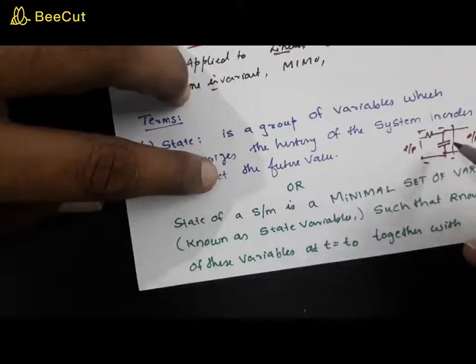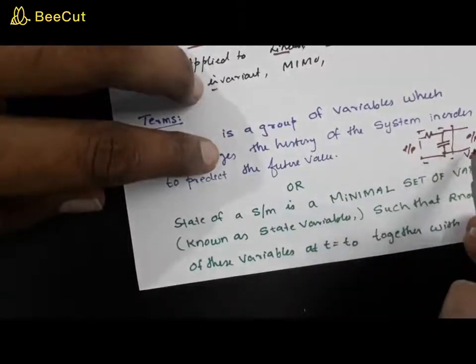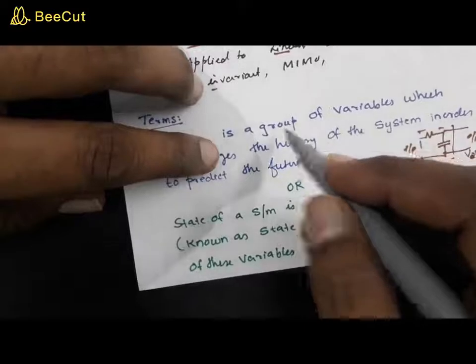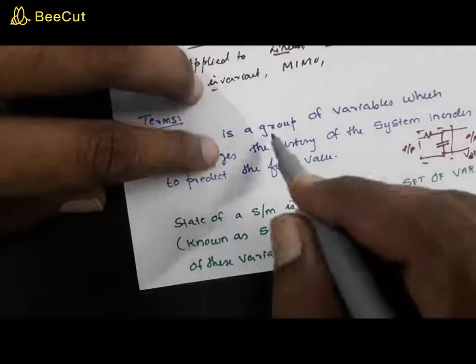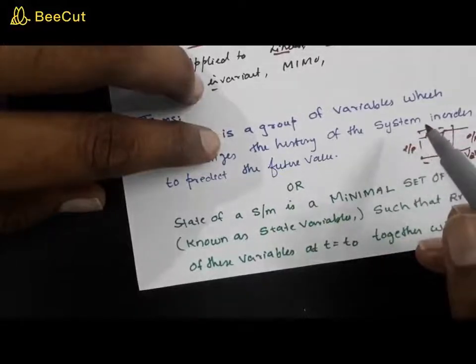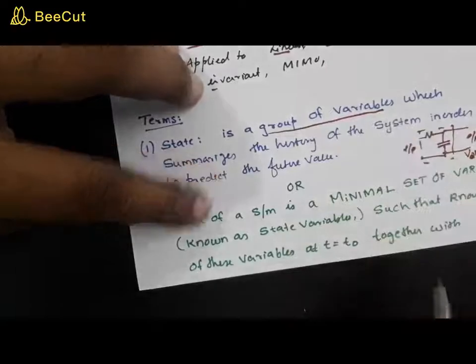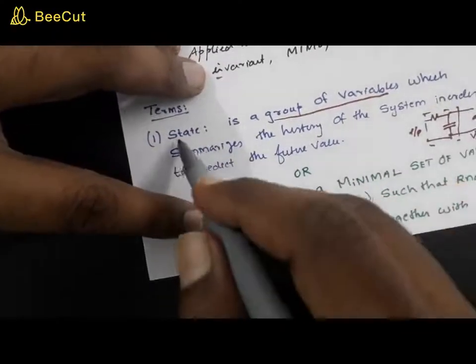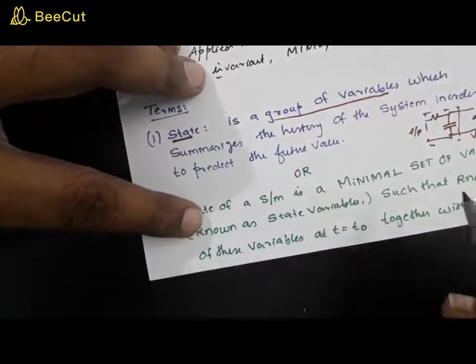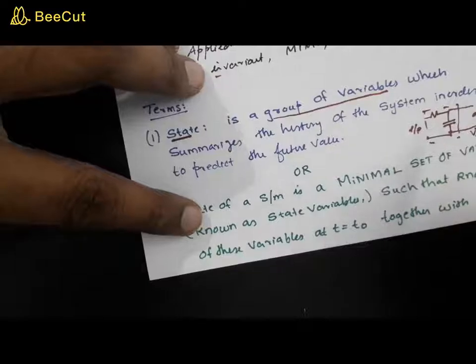So depending on the system, you can have a group of variables similar to the voltage in this case. It can be an inductive current and so on. Depending on the system you are analyzing, this group of variables can vary, and this group of variables which summarizes the history of the system is called the state. Or you will consider each one as a state variable.